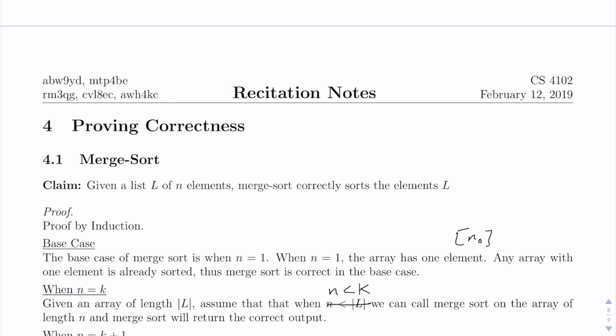So my assumption for this proof is, given an array of length L, assume that when n is less than k, I can call merge sort on that array of length n, once again where n is less than k, and merge sort will return the correct output. So from earlier, that's the assumption I made when I said if you assume n equals k, prove n equals k plus 1. I'm assuming that when n equals k, I get this behavior.